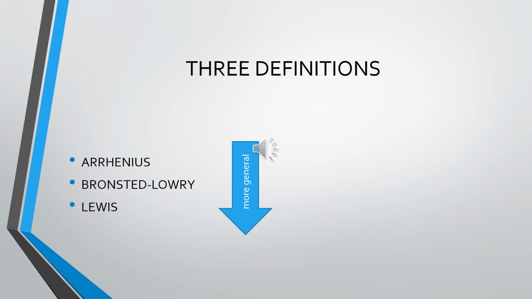Now, going back to general chemistry, there are 3 definitions of acids and bases, and here they are. As we go from top to bottom, we're going from the very specific to the very general. The 2 definitions that are of most use to us in organic chemistry are the second and third: Bronsted-Lowry Theory and Lewis Theory.